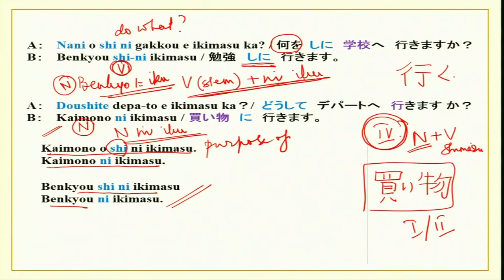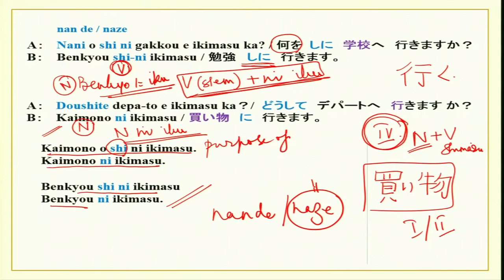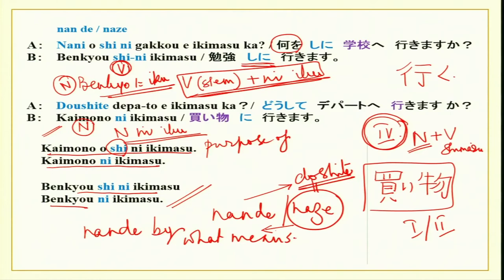Now, you have something here which I am sure you can see now. Nande and naze. Naze is polite for doshite. Naze is polite for nande, when nande means doshite. Nande also means by what means. Kuruma de ikimasu. Nande ikimasu ka? Kuruma de ikimasu. And also naze, why ikimasu ka? Both meanings are there, depends on situation and context.